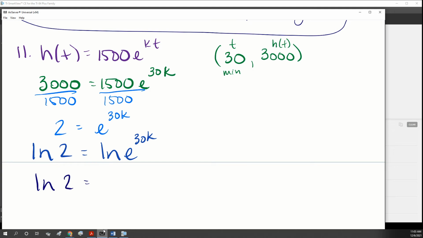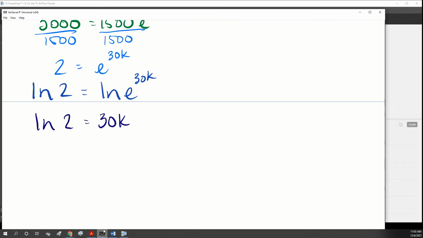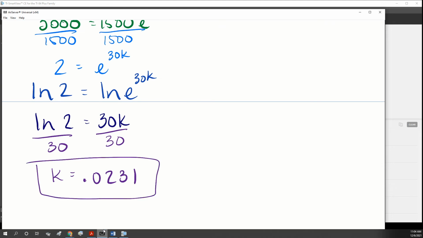All right, so what is the natural log of e to the 30k? Just 30k. Right, and then we can use our calculator to figure out k. So you do natural log of 2, and if you're not doing alpha y equals, you would close the parentheses on the 2, and then divide that by 30. I'm going to go ahead and tell you that you get 0.0231.